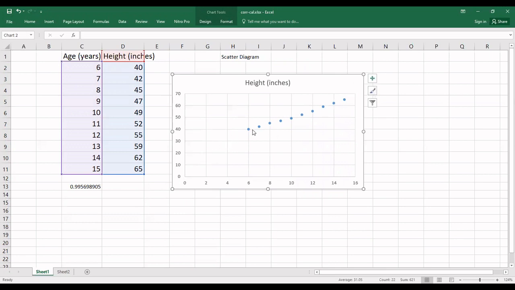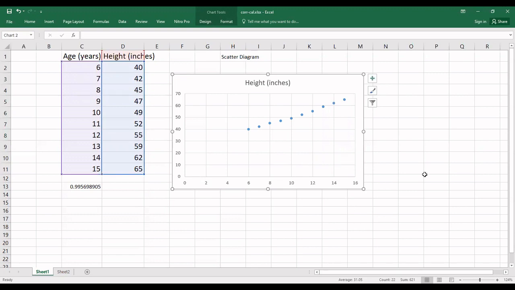See, we drew the graph before, almost a straight line, as the correlation is very strong or nearly perfect. So there is a correlation in the scatter diagram between age and height. You can do the x and y axis also there. Insert. Okay, this is the way.